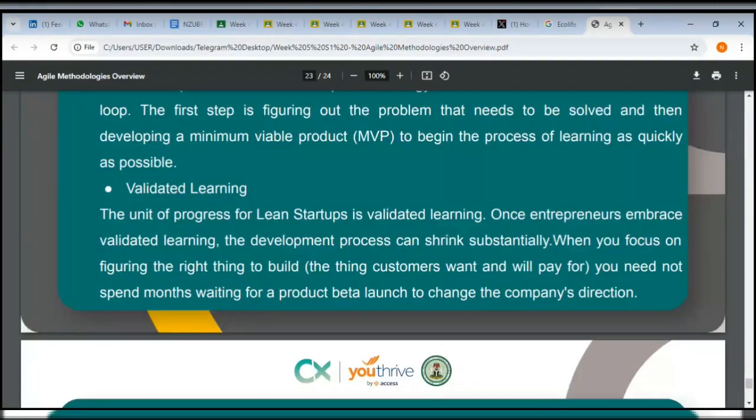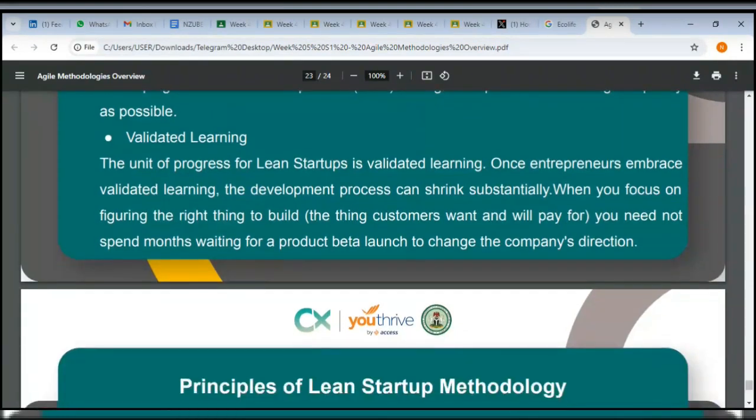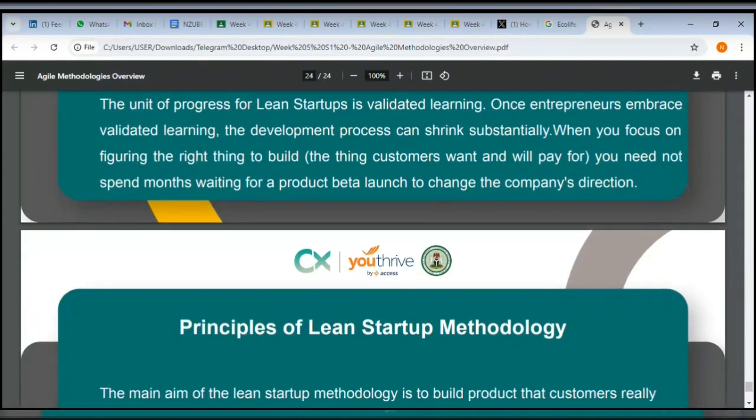Validated learning, the unit of progress for lean startups, is validated learning. Once entrepreneurs embrace validated learning, the development process can shrink sustainably. When you focus on figuring out the right thing to build, the thing customers want and will pay for, you need not spend months waiting for a product beta launch to change the company's direction.